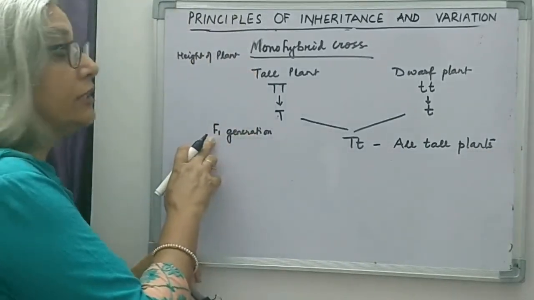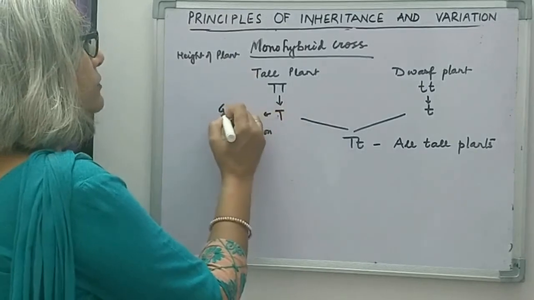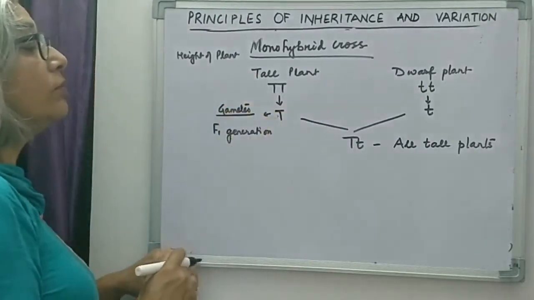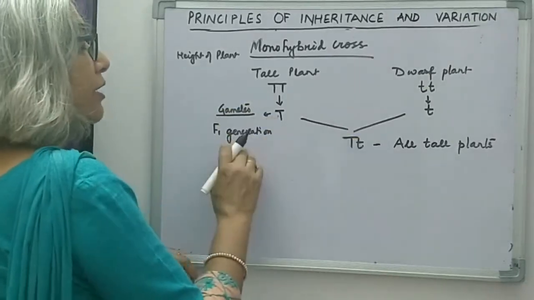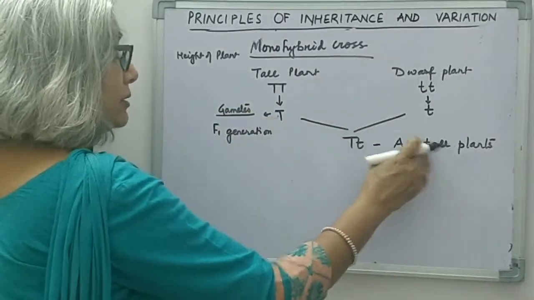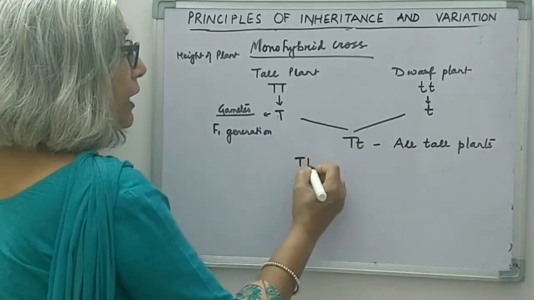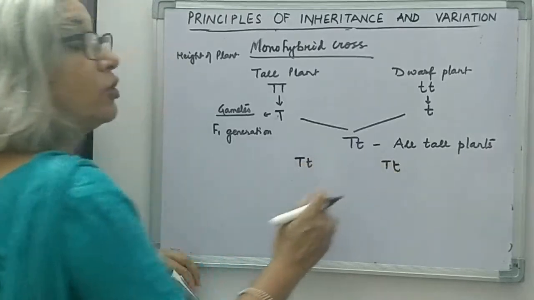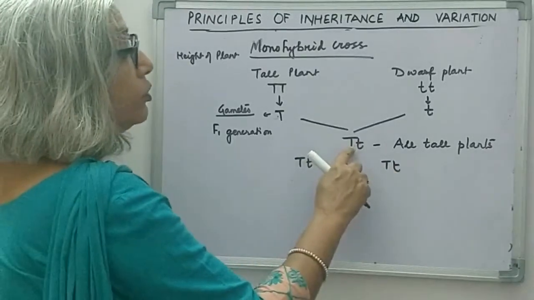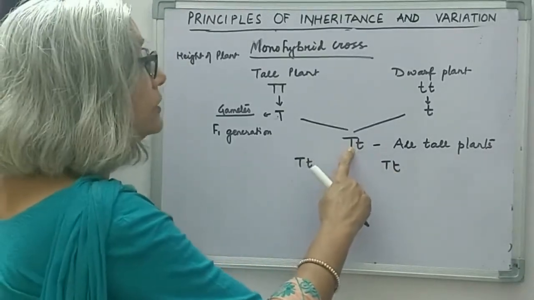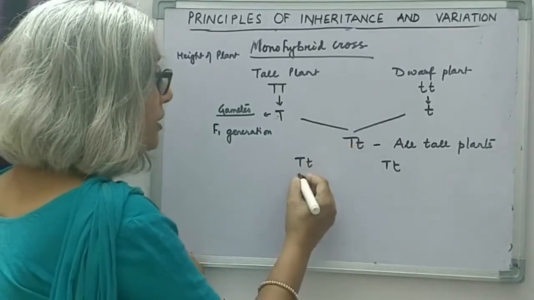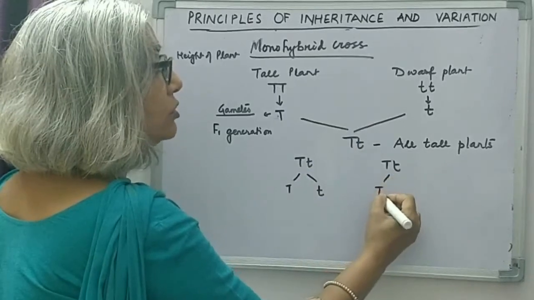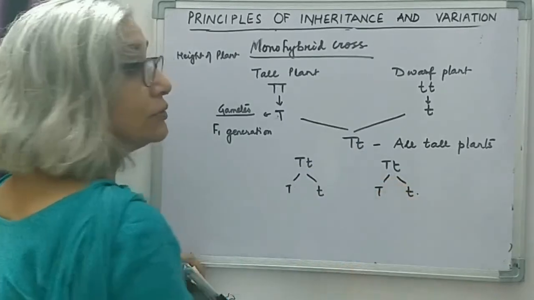In the F1 generation, these were the gametes formed, and all plants in the F1 generation will be tall plants. Now, in the F2 generation, crossing is done between 2 members of the same generation, the gametes produced will be of 2 kinds, from this plant also and from this plant also.